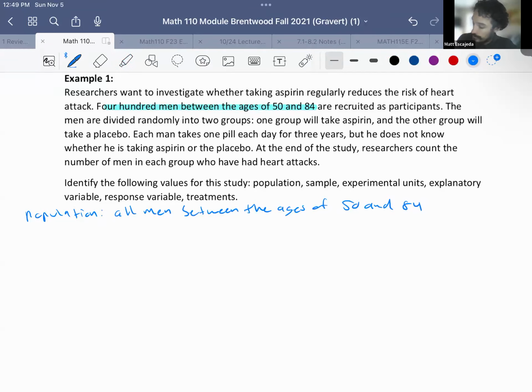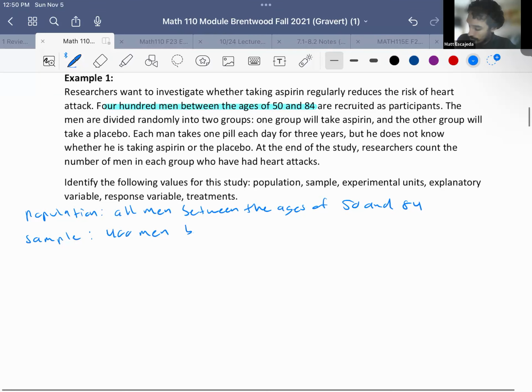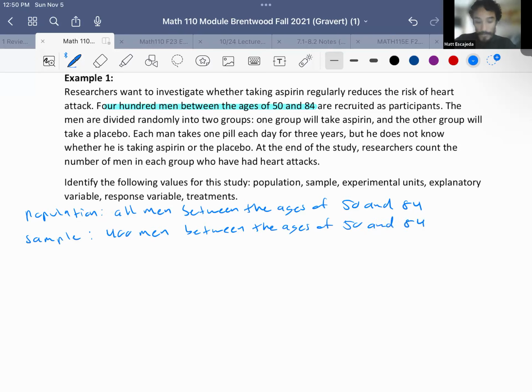As we hinted, our sample would be the same exact statement, but it's the 400 men we're talking about. So it would be 400 men between the ages of 50 and 84. Now our next one, after population and sample, is experimental units.